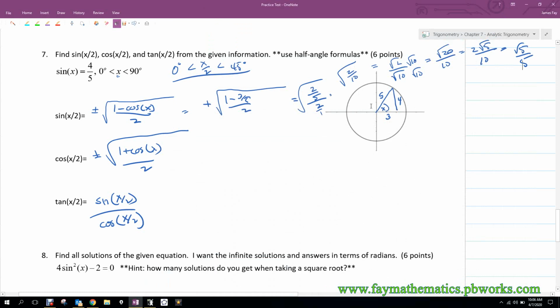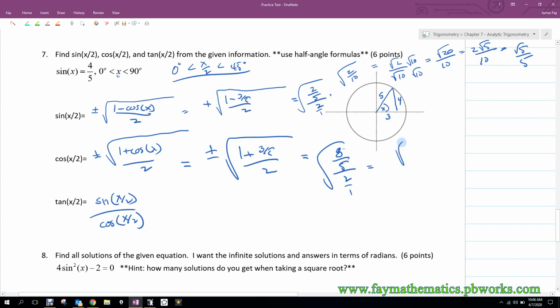Now we're going to do the same thing for cosine. The first quadrant is going to be positive. And then we just go 1 plus cosine now of x. Well, cosine was the 3/5, all over 2. So now we're looking at, what, 8/5 over 2. Okay, so that's radical 8 over 10. So root 8 over root 10.